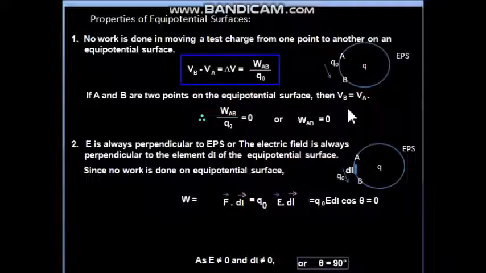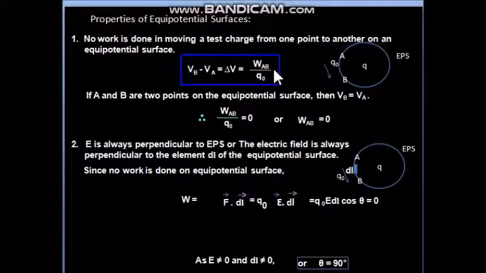So you can see very easily, with the help of the potential difference formula, we have calculated the work done over EPS. Always remember that whenever any charge is moved over an EPS between any 2 points, the work done in shifting this charge is always 0.